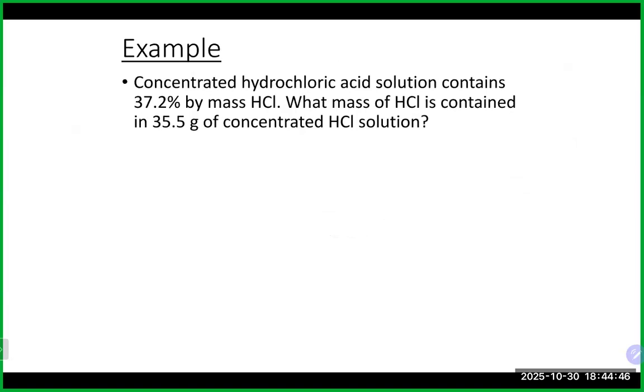All right, so let's take a look at another one here. Concentrated hydrochloric acid contains 37.2% by mass hydrochloric acid. What is the mass of HCl that's contained in 35.5 grams of the solution?